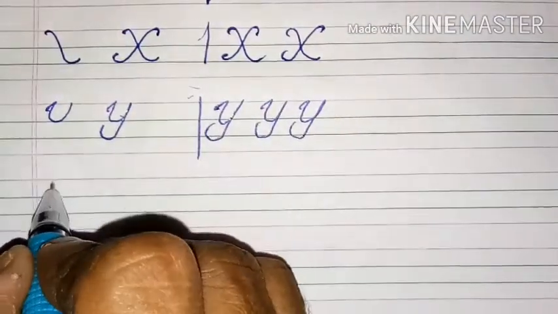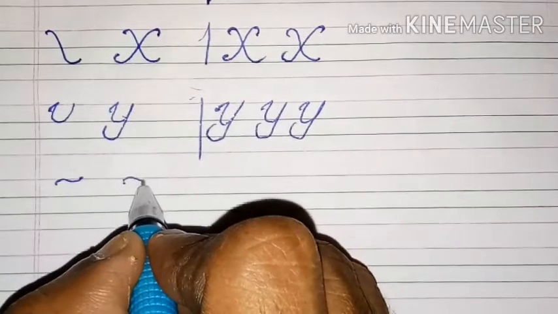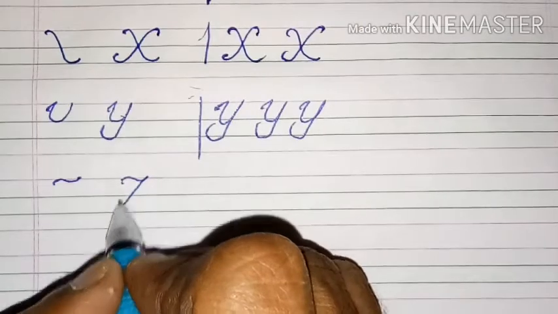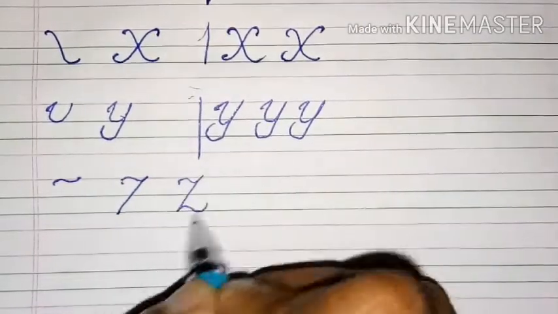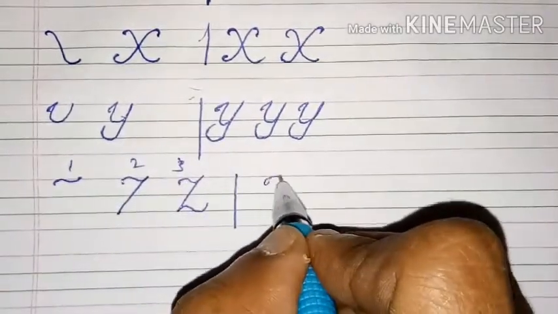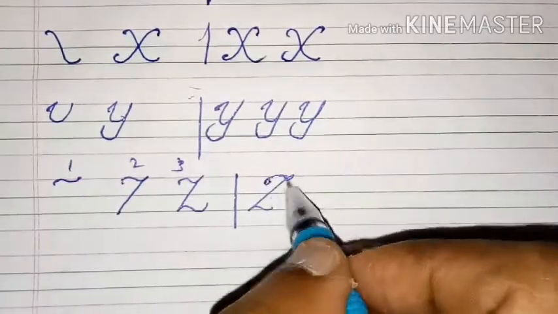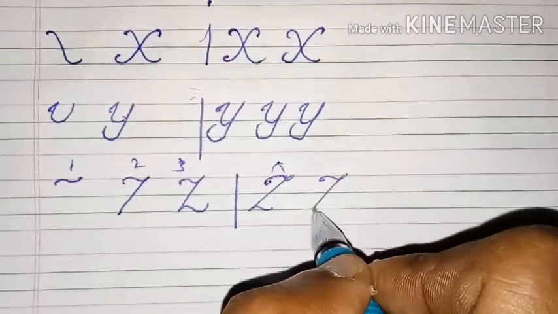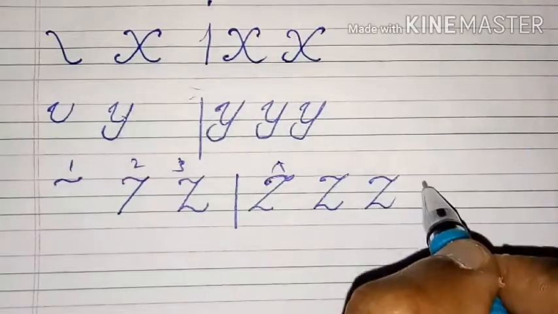Z. Children, Z is very easy. The first one as you have seen in F, and then come to this part. This should not exceed this one. 1, 2, 3. If you write like this, it looks odd. This slantiness is more. This is quite enough. Z.